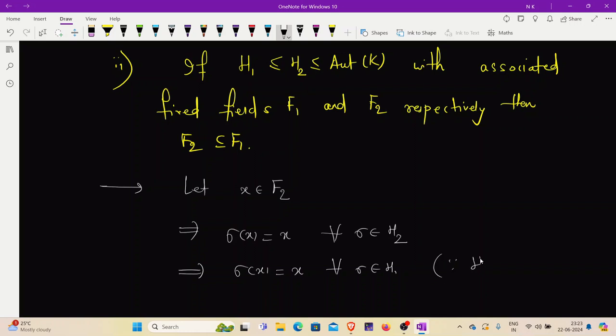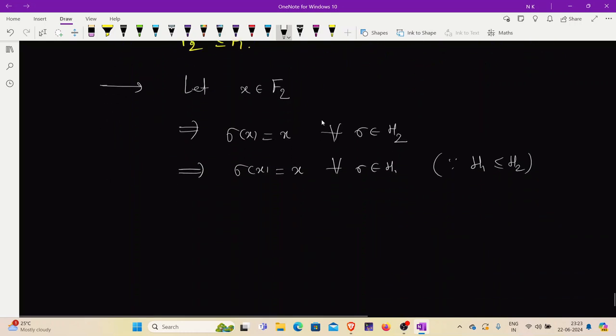The reason is simple, as H1 is a subgroup of H2. If a superset fixes X, then definitely the subset fixes X, right? So this implies sigma of X equals X for all sigma belonging to H1, and that's why X belongs to F1. So we began with X belongs to F2, and we ended with X belongs to F1. So clearly F2 is contained in F1, and that concludes the simple proof.